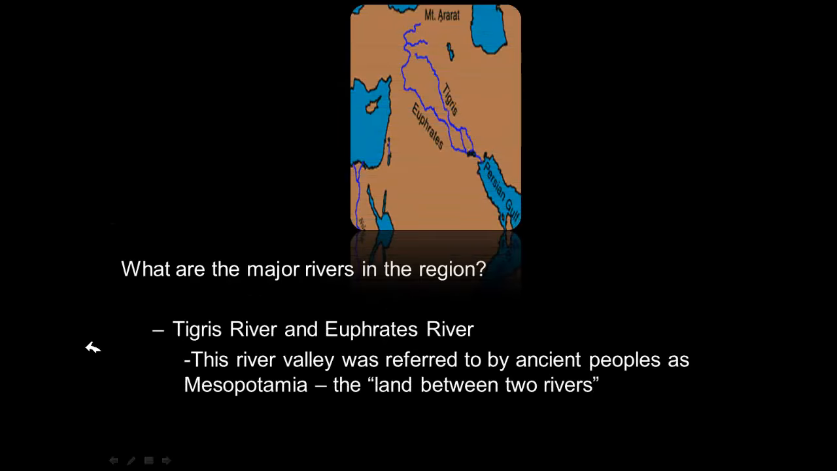Another major river in the region is the Tigris River. What this graphic illustrates is that the Tigris and the Euphrates Rivers empty out into the Persian Gulf. This river valley is historically significant, just like the Nile River. It's home to two of the major cultural hearths that we spent some time discussing, and we'll get into it a little more. This river valley was referred to as Mesopotamia, which literally means the land between two rivers.